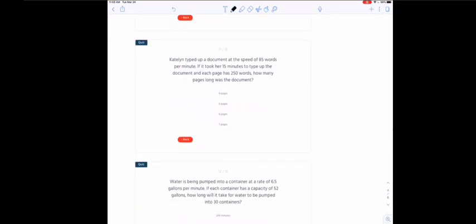Number 11 says, Caitlin typed up a document at the speed of 85 words per minute. Ooh, there goes my rate. If it took her 15 minutes to type up the document, and each page has 250 words. Wow, there's a lot here. They give us the time to type up the document. Each page has 250 words. That looks like another rate. How many pages long was the document?